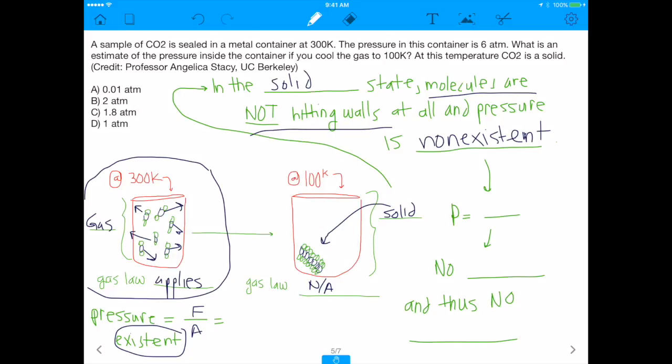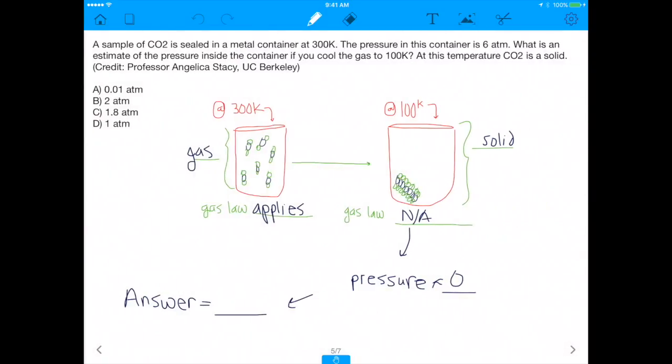It's tending to inactivity. And remember, pressure is force over area. If molecules are not moving around and they're not hitting the walls with force, even if the area exists, the force is pretty much close to zero. And therefore, if there's no force, there has to be no pressure, because all the molecules are stuck in one place.